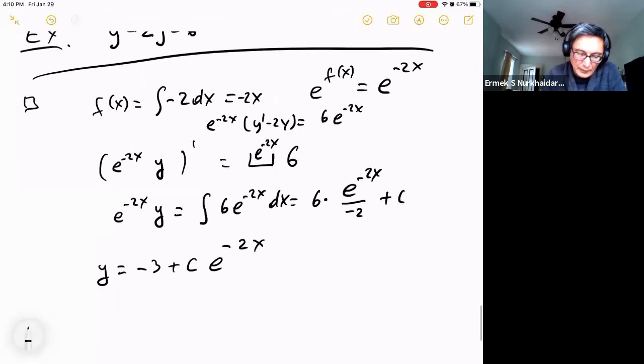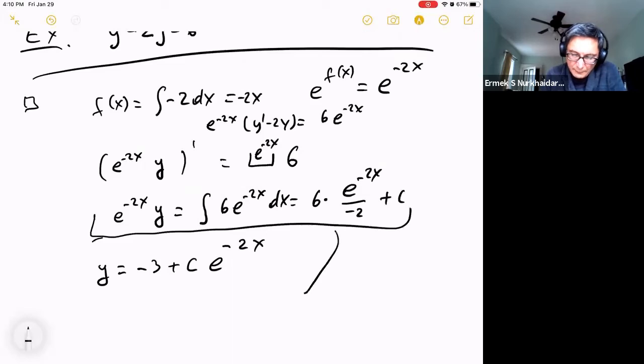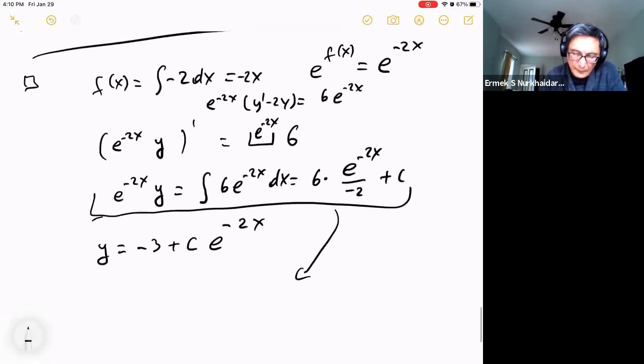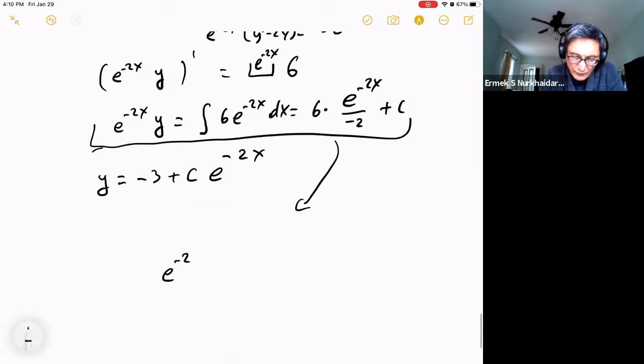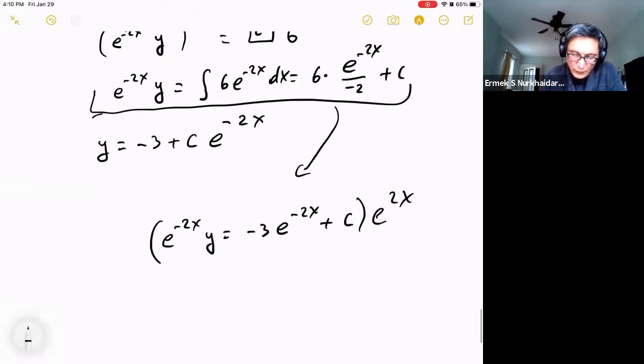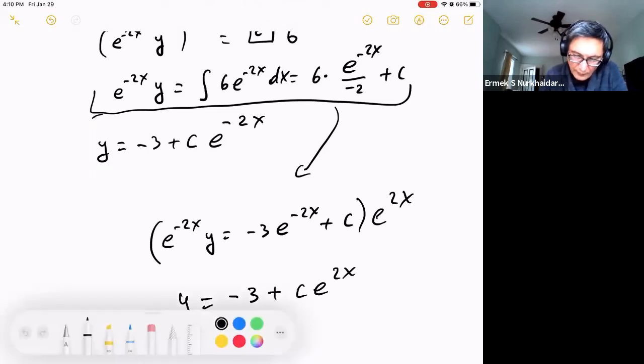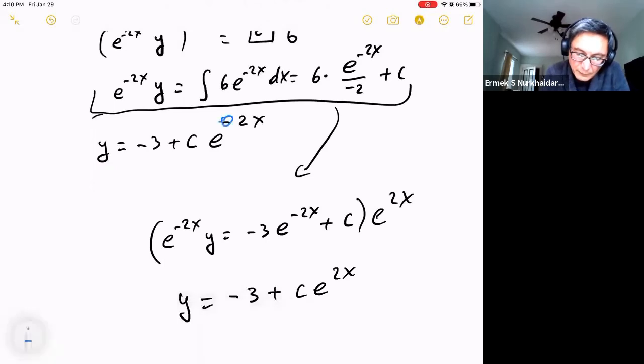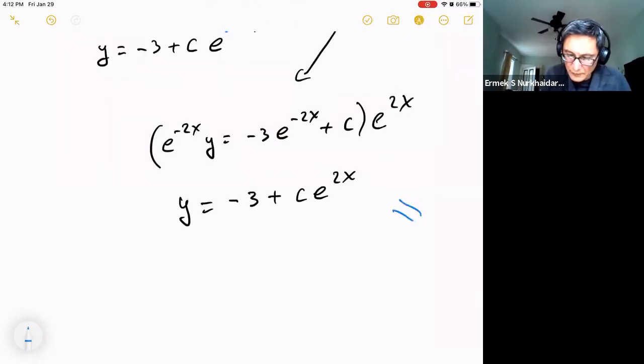Okay. Guess now arithmetic here. So let me write it one more time. So e to the negative 2x times y equals negative 3 times e to the negative 2x plus c. Multiplying everything by e to the 2x, so we're going to get y equals negative 3 plus c times e to the 2x. I guess I still did a typo here, right? It's supposed to be plus, not minus. Better?